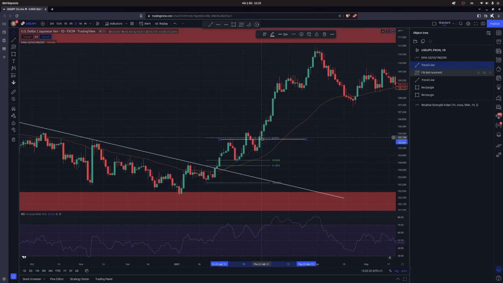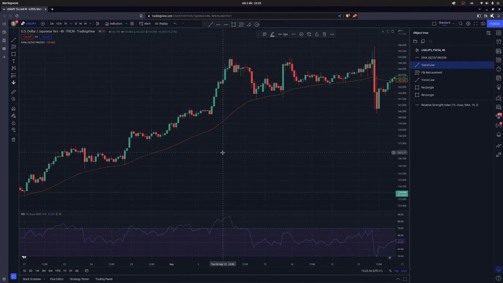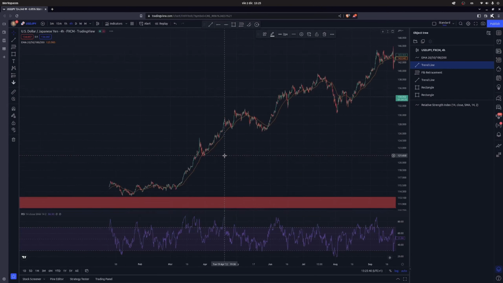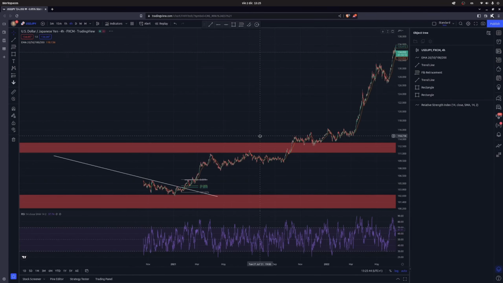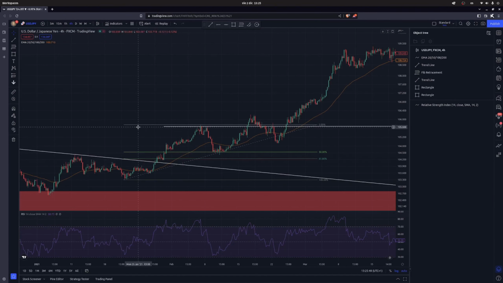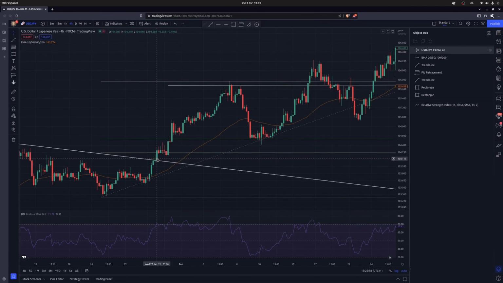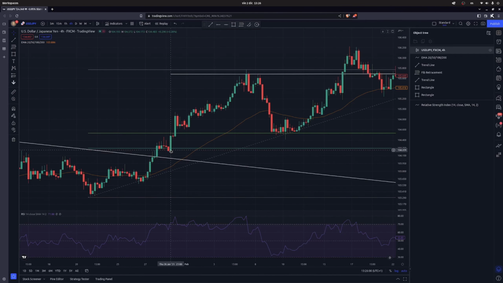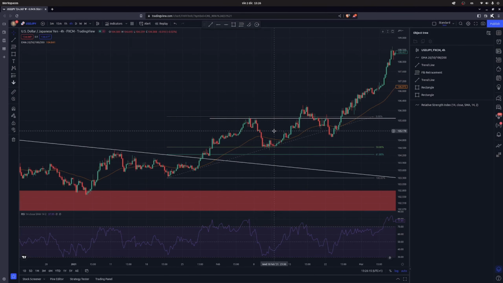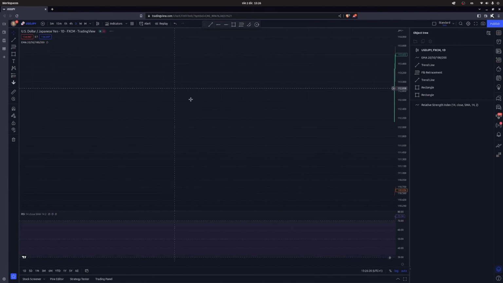I think if we go even more granular to the 4-hourly, let me see if we can even get there. Yeah, we can. Right, we see here the breakout at the 4-hourly already, a rejection, a higher high, pullback, and yeah. Let's go back to the daily.